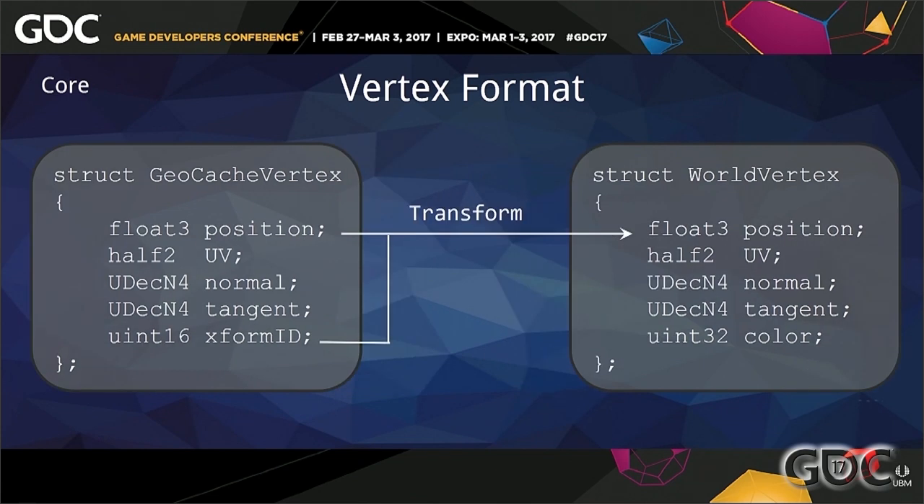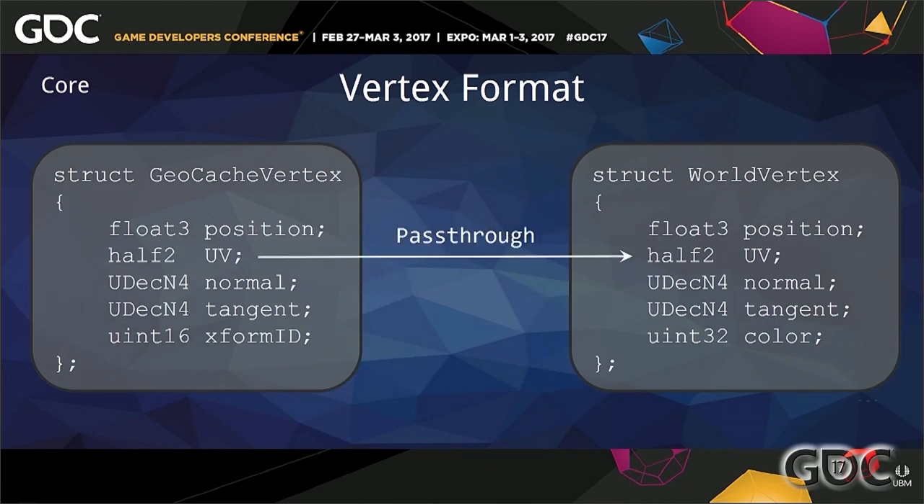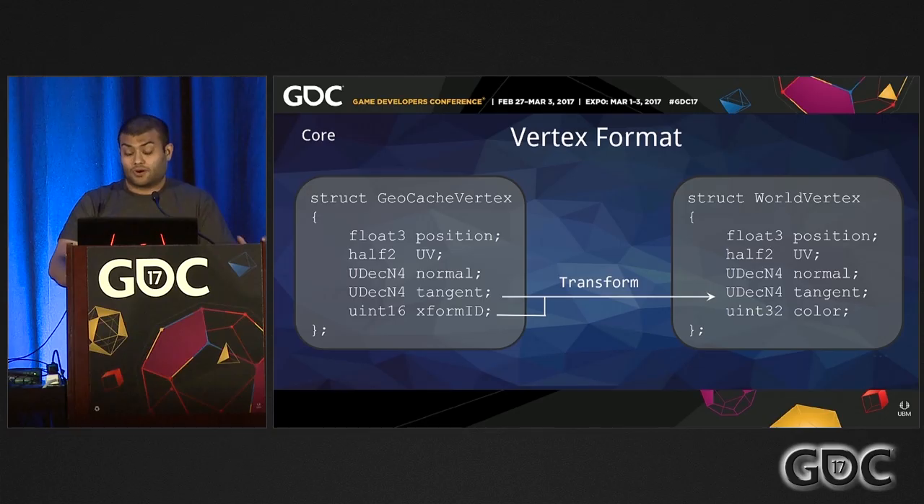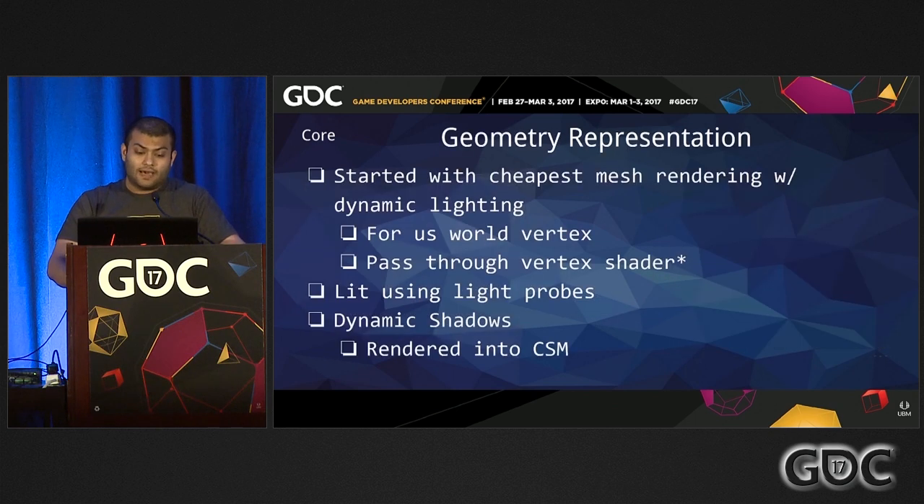Again, position we needed to transform. UVs were kind of a pass-through. Normal and tangent, of course, we needed to transform since the target is a world vertex. And the XForm ID was, again, used as a lookup to try and feed the color.